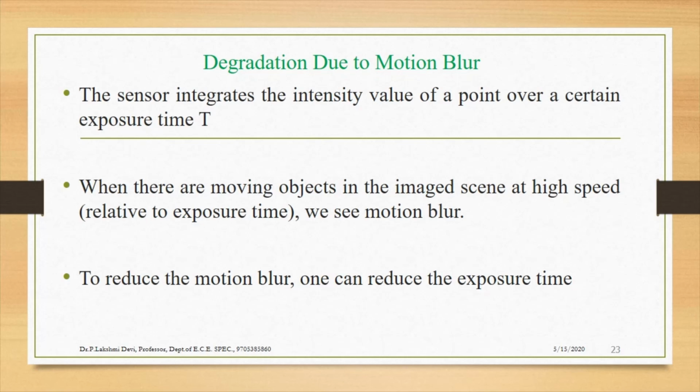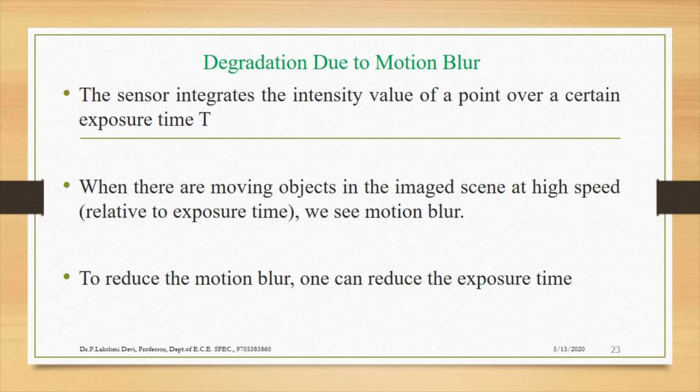The sensor integrates the intensity value of a point over a certain exposure time t. When there are moving objects in the imaged scene at high speed relative to the exposure time, we see motion blur taking place. To reduce the motion blur, one can reduce the exposure time. This is actually the conclusion regarding minimizing blurriness in the images. In order to reduce the motion blur, we can reduce the exposure time, then automatically the motion blur gets minimized.